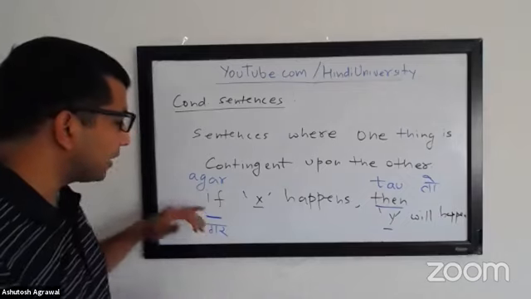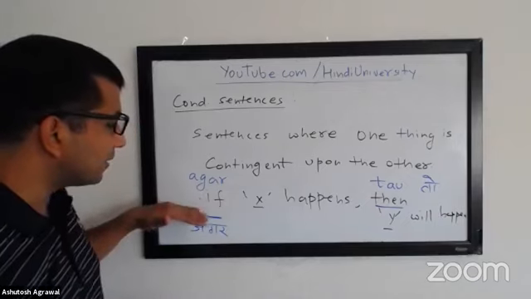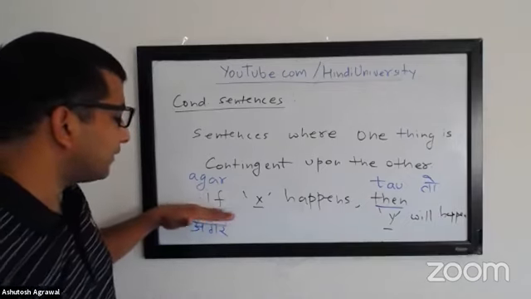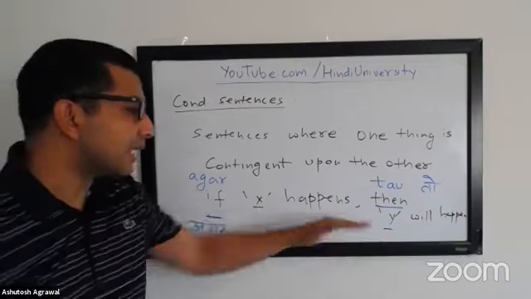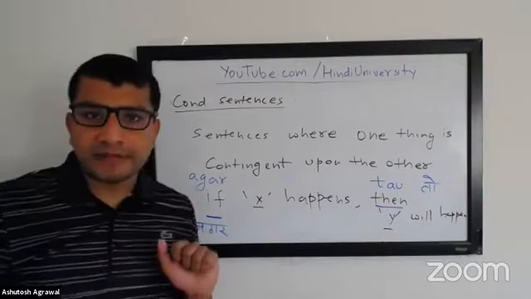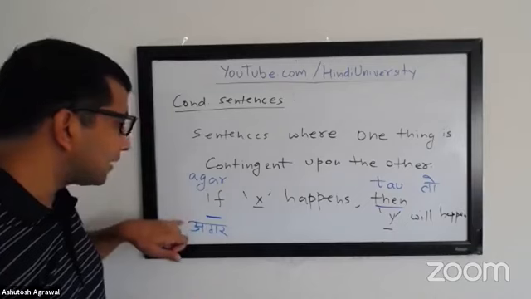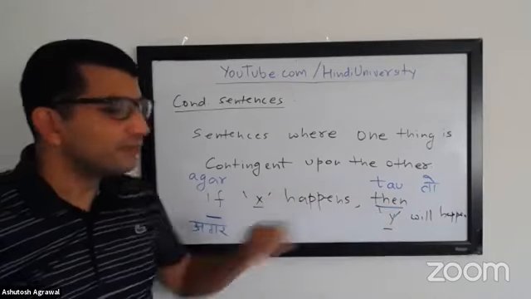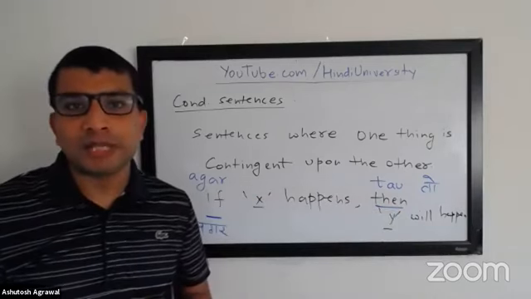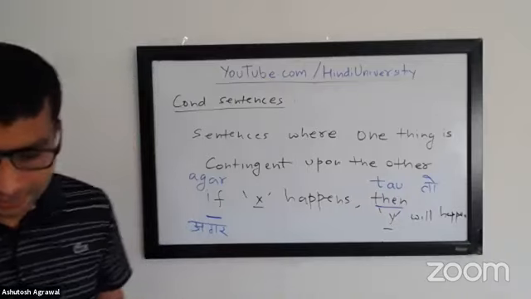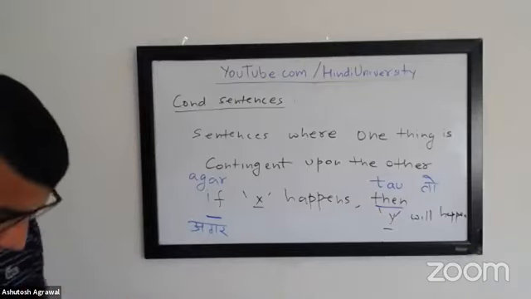Today we'll be learning about the conditional sentences where you will see this common pattern: if something happens, then Y will happen. How do you identify them? If you see the word agar, and then in the second part to, then most likely it's a conditional sentence.